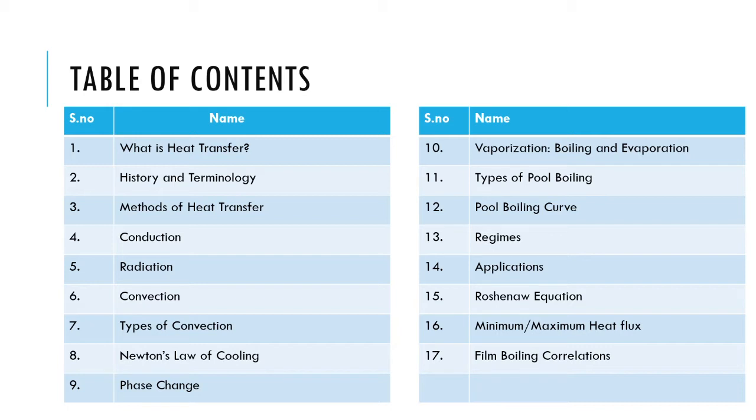First of all, we will have the Rohsenow equation, which was given to us by Rohsenow. Then we will have minimum and maximum heat flux, and also the film boiling correlation. So this is what our table of contents in this presentation is. We will start from a thing as basic as heat transfer and move up slowly, step by step, to heat transfer correlations. Moving on.